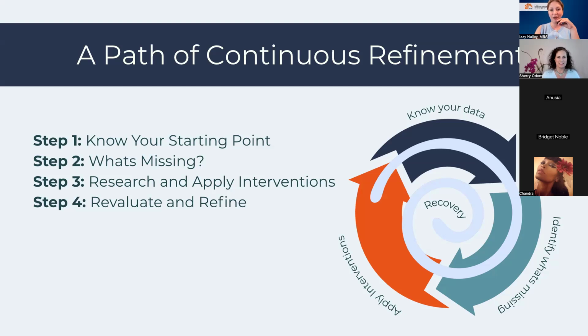We purposely put not just a continuous circle but a spiral here, because it feels like you're getting closer and closer to the answers the more you do this iterative process. Yeah, that's a good point.